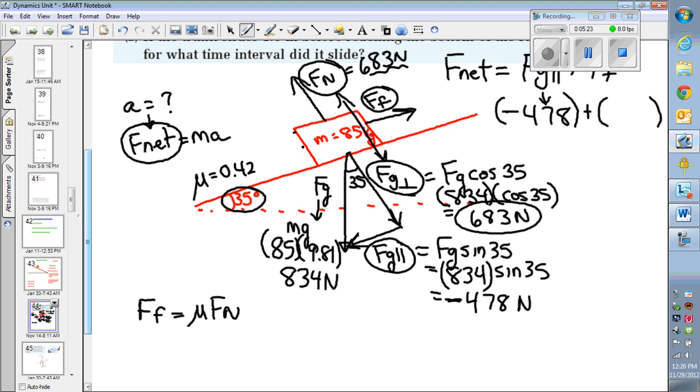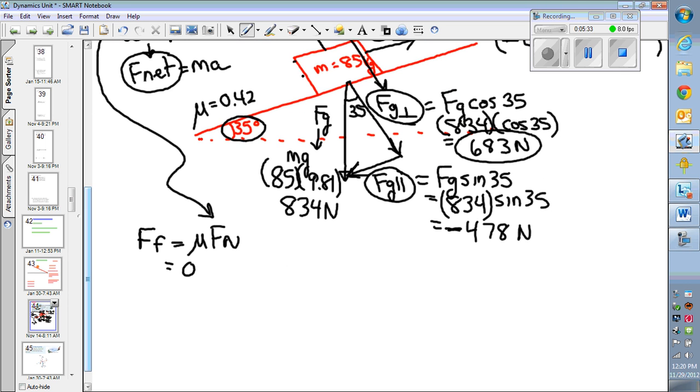All right, so no problem. We get 683 up. So that Fn, if you can follow my little arrow, is going to go right in there. So we know mu is 0.42, and my Fn was 683 newtons. Mu doesn't have a unit to it. So my friction comes out to be 287 newtons when you multiply those.